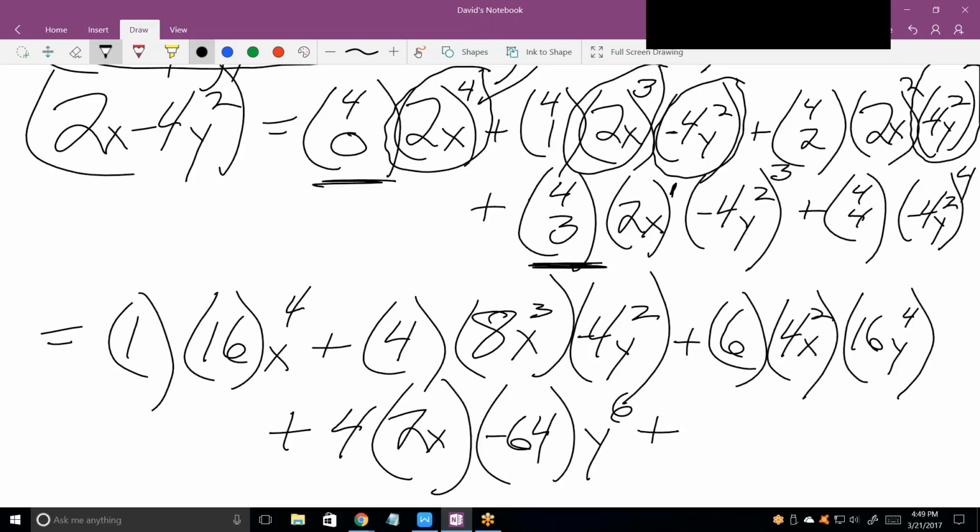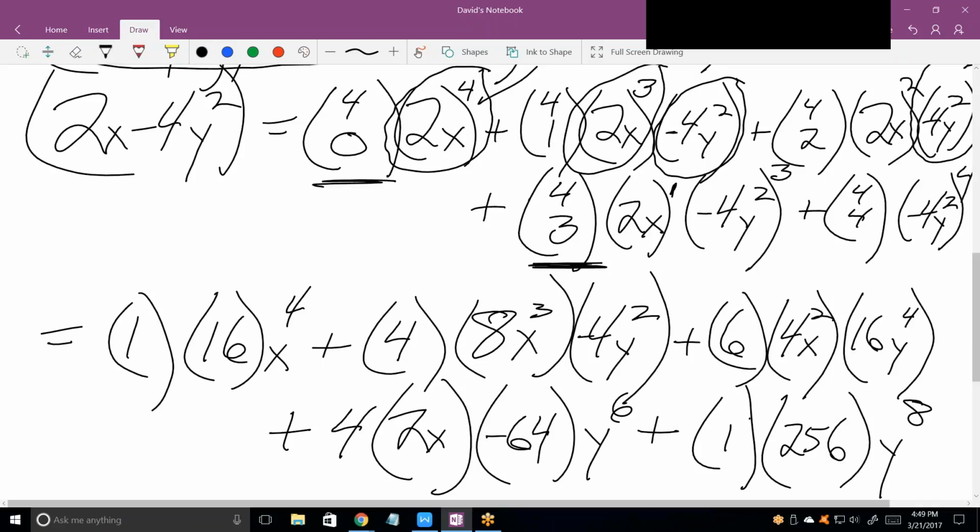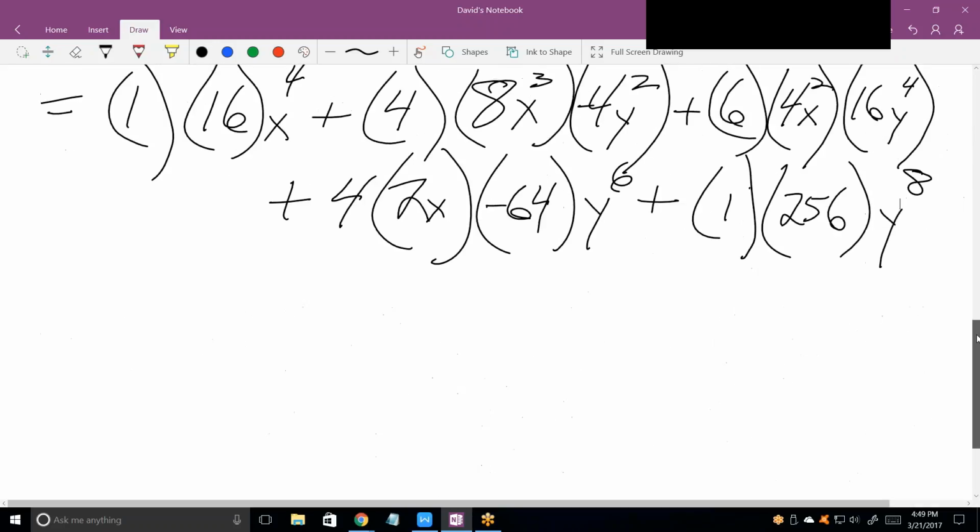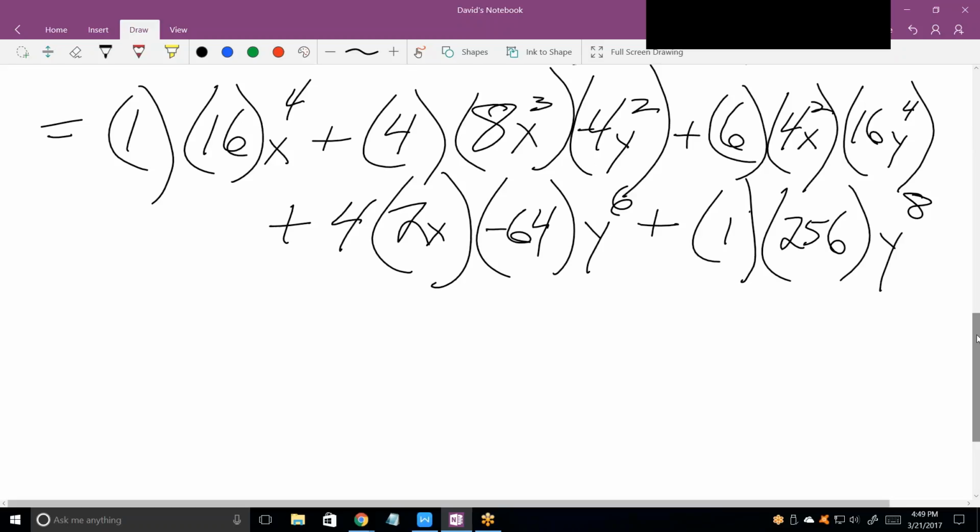Okay. And finally, the last term, what's 4 choose 4? 1. And what's minus 4y squared to the 4th? 256 y to the 8th. Okay. Now, we still haven't really expanded it, because the questions you're going to get ask, for example, what is the coefficient of the third term? In other words, the very next question asks for the coefficient of a certain term.